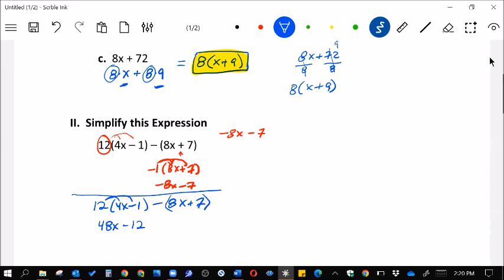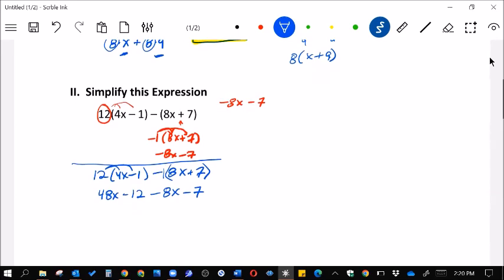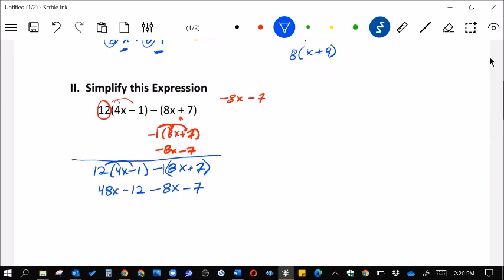And here, oops, this was in parentheses, very important. Here I have to see that I'm subtracting 8x, so I'm going to think of it as minus 1. Minus 1 times 8x is minus 8x, and then minus 1 times 7 is minus 7. Now we would put the like terms here together. 48x minus 8x, minus 12 minus 7, which gives us 40x minus 19.